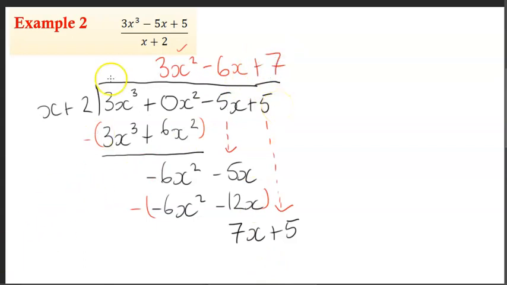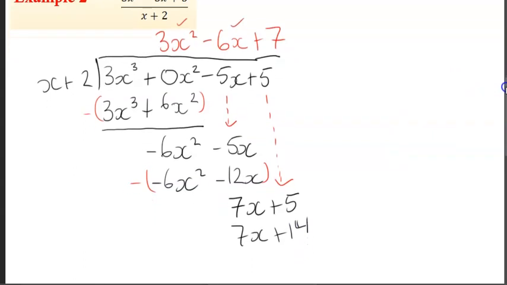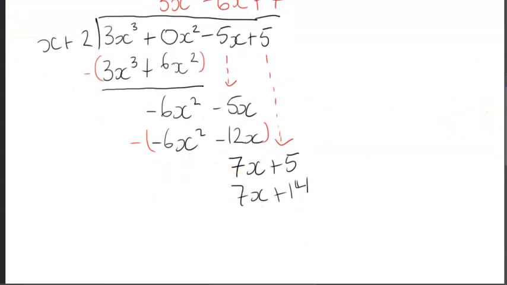And then we go ahead and multiply this by the last one. So a little tick to indicate we're done with this one. X times 7 is 7x. 2 times 7 is positive 14. I'm just going to scroll down a little bit. Here we go. Do your subtraction and see what we get as our remainder.